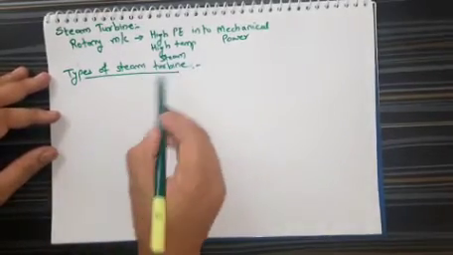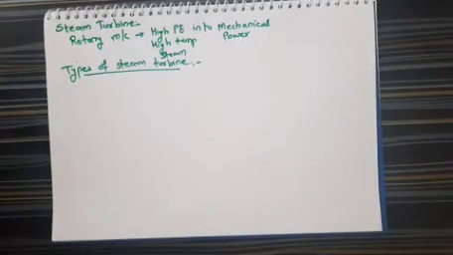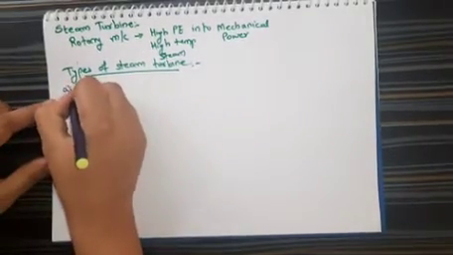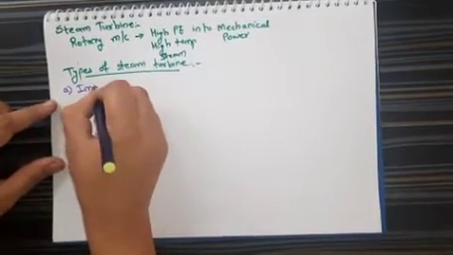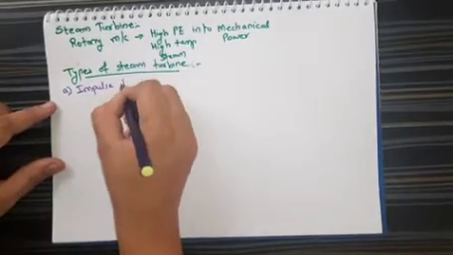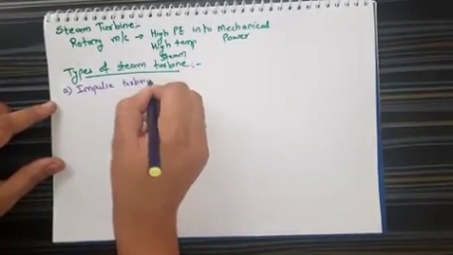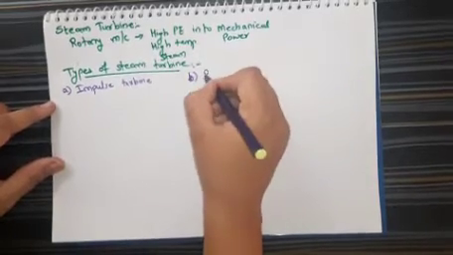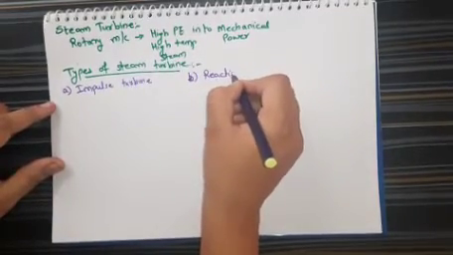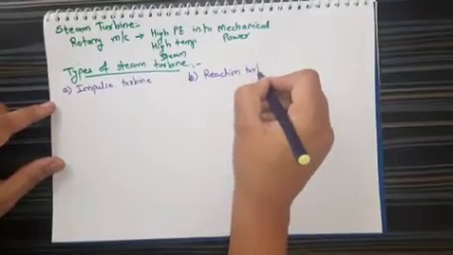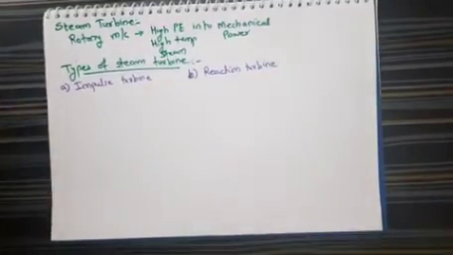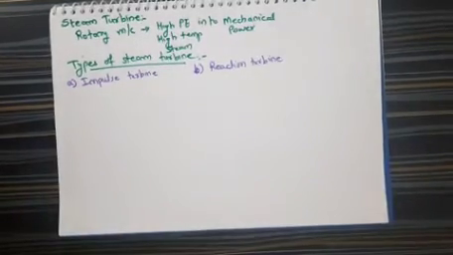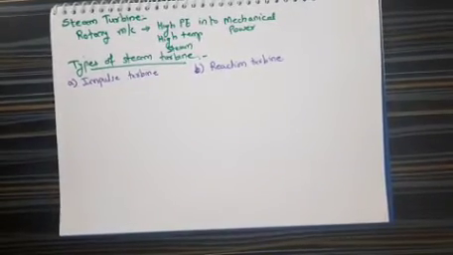The types of the steam turbine are the same as the hydraulic turbine. That is, the first one is an impulse turbine, and the second one is a reaction turbine. Again, the concept of this impulse turbine and reaction turbine is almost the same as a hydraulic turbine.